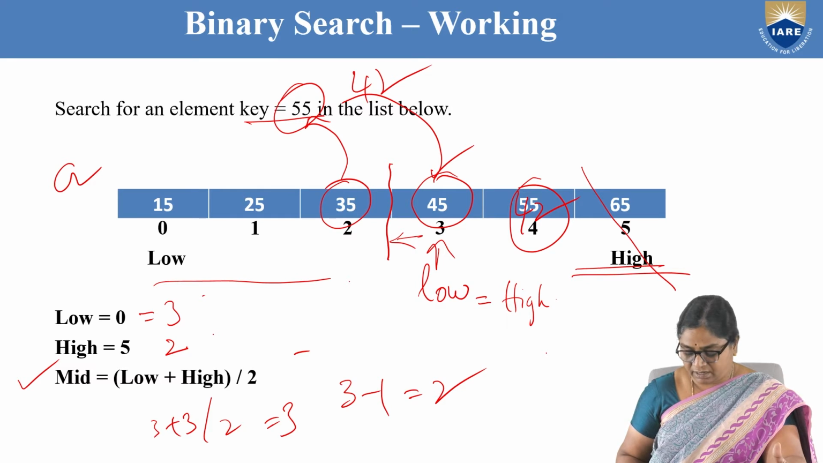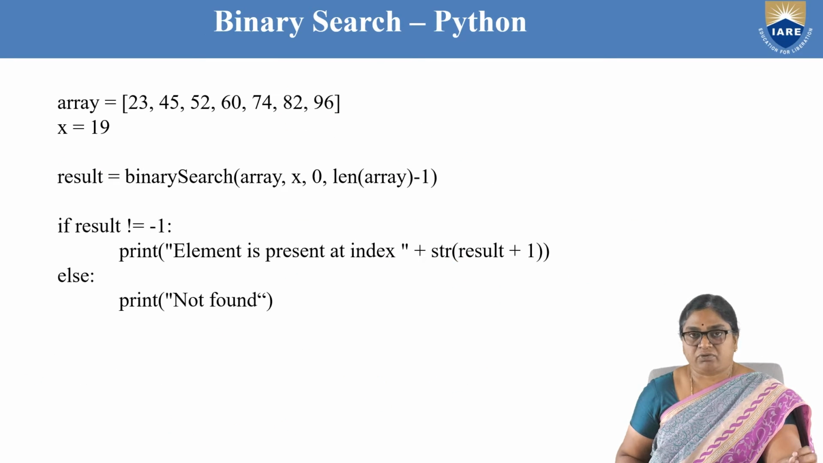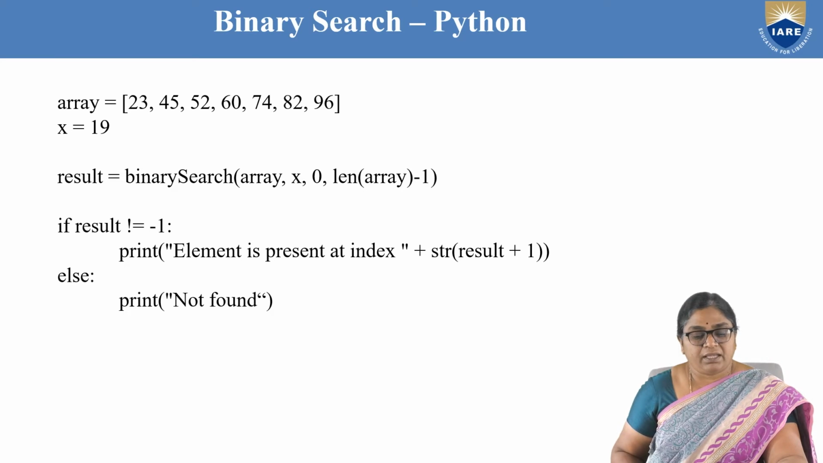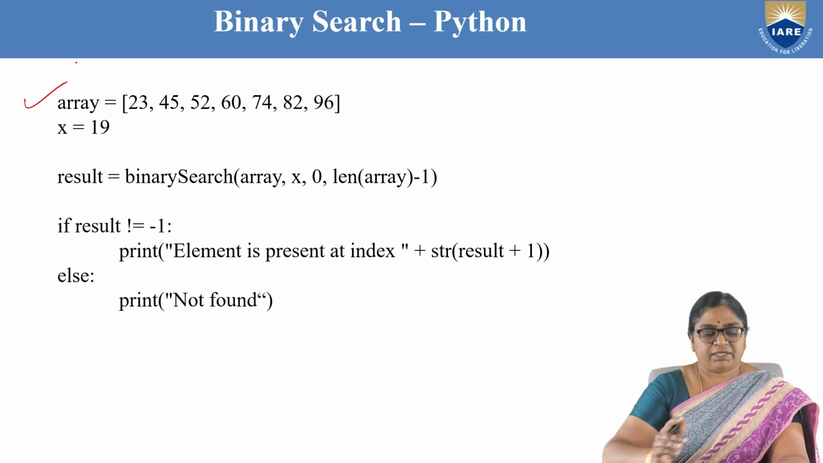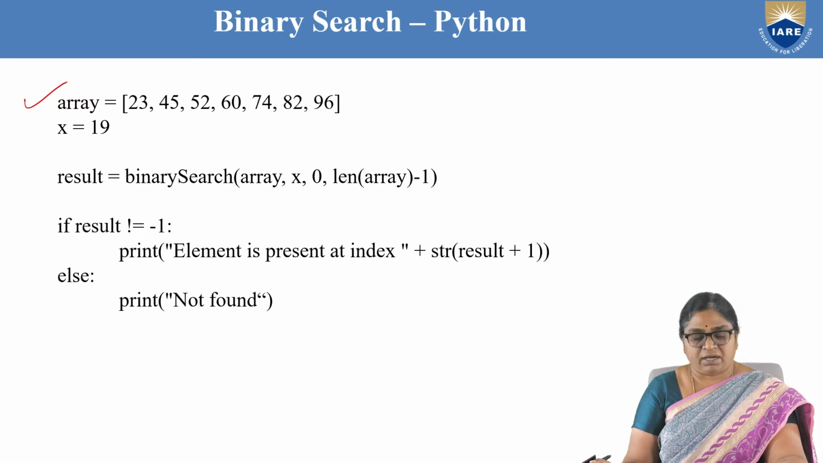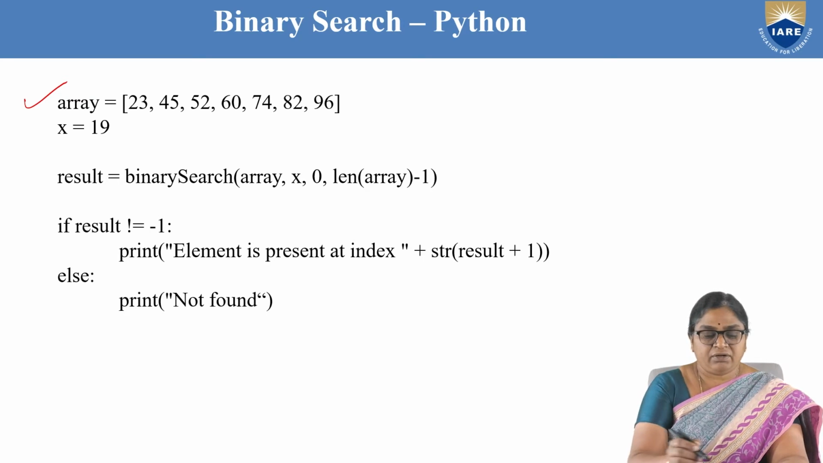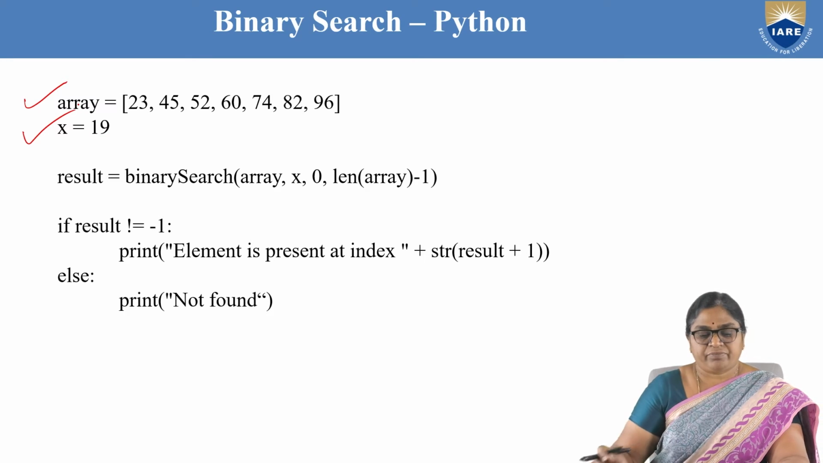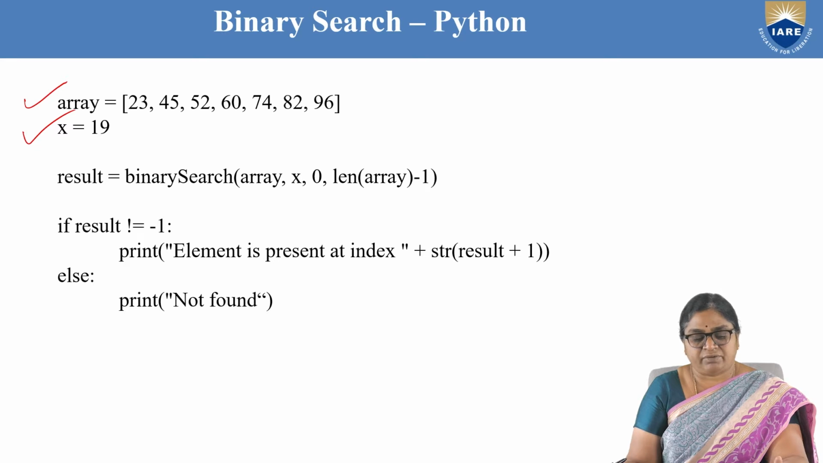This is the idea. Next, we will try to write a code in Python language. We'll see that one also. Here, we are considering a list by taking A is equivalent to some list of numbers. And here, we want to find x is equivalent to 19. That is the element which we want to search in the given list. So, is 19 present here? No. So, we have to get that element is not found message.